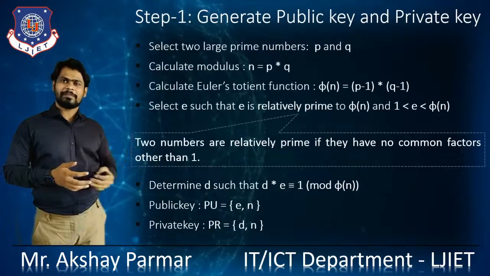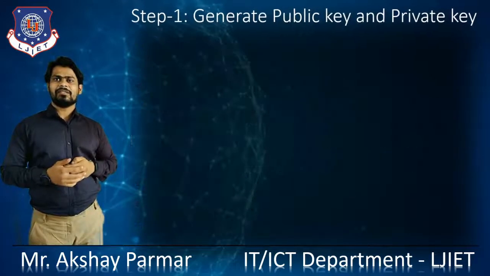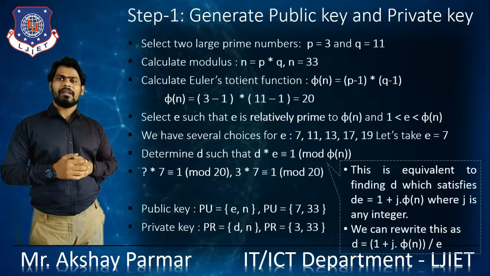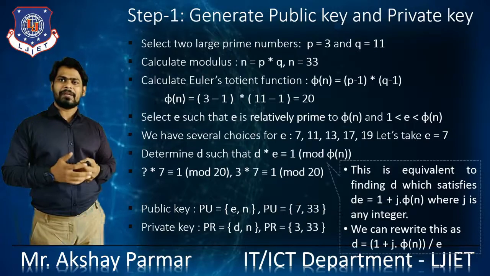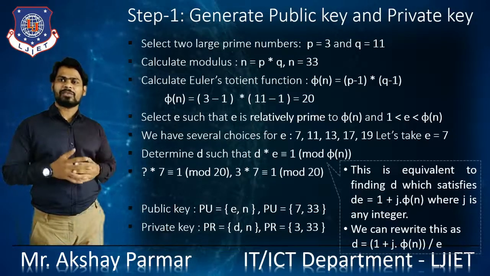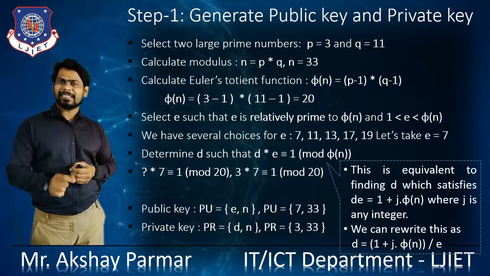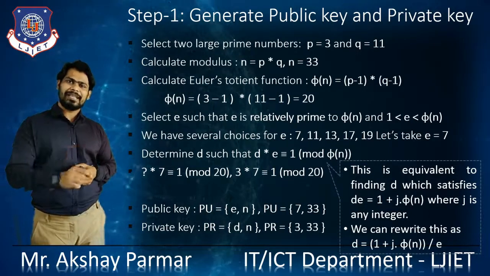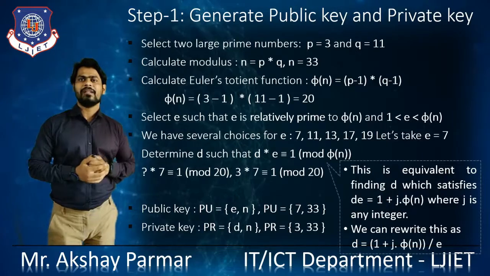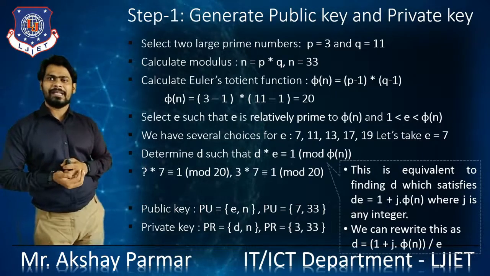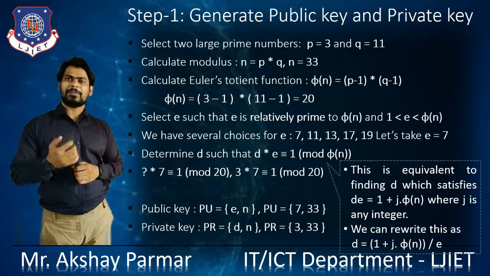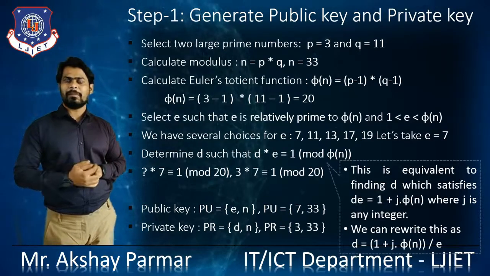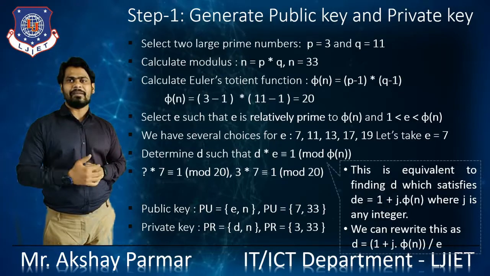Let's see all these methods with one example, right? We need to select two large prime numbers, right? But if we select large prime numbers here, it will be really complex to understand. So for simplicity, we are taking small prime numbers. p is equal to 3 and q is equal to 11, right? In practice, we need to select large prime numbers, but for simplicity, we are selecting smaller prime numbers such as 3 and 11, right?